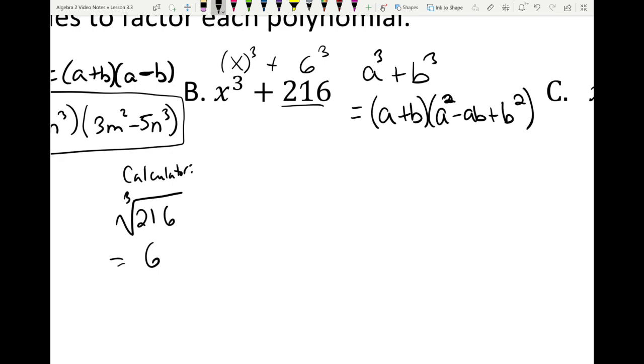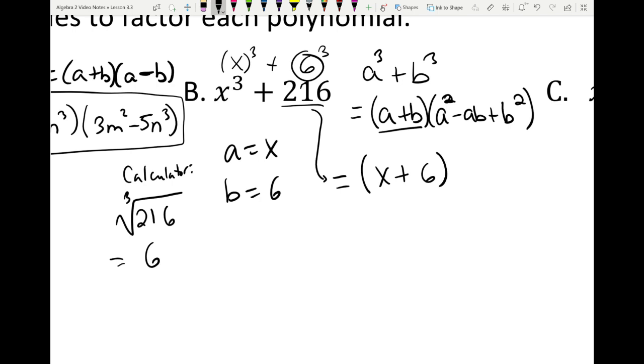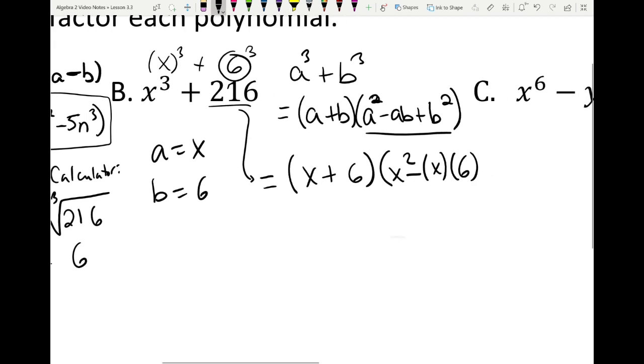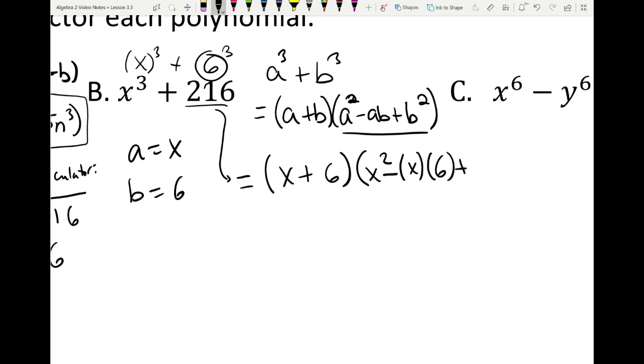All right, so what's a and b? A is equal to x, because that is what's being cubed, x cubed, and b is 6, since 6 is being cubed. So b is 6, positive. So now let's plug it into this identity. So this is equal to a plus b, so x is a, plus b is 6. And now let's look at the second part. A squared, so x squared, minus ab, so x times 6, b is 6 and a is x, plus b squared, so 6 squared.